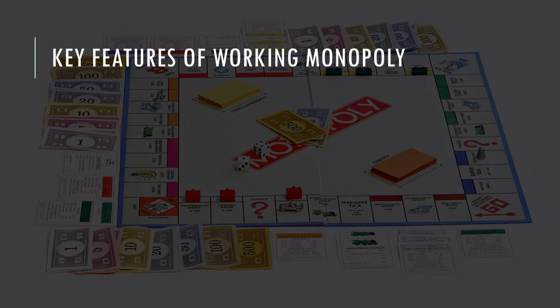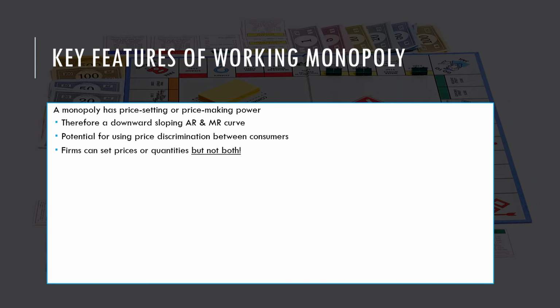So we've jumped a little bit ahead by talking about natural monopoly. Let's just go for a regular monopoly. A company that has more than 40% or 25% market share, we would say is a working monopoly. Here the monopoly has price setting, price making power, so they have a downward sloping average revenue demand curve, AR and MR curves. There's also the potential for price discrimination between consumers, which we'll come on to later.